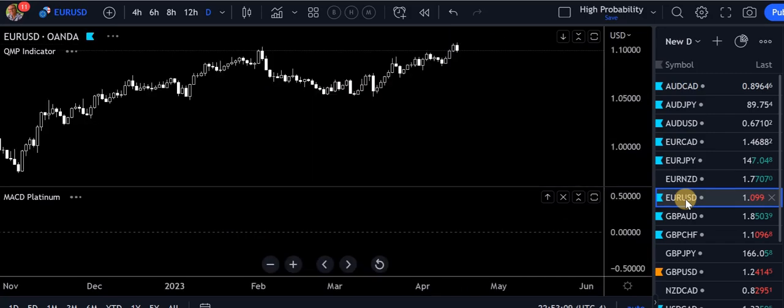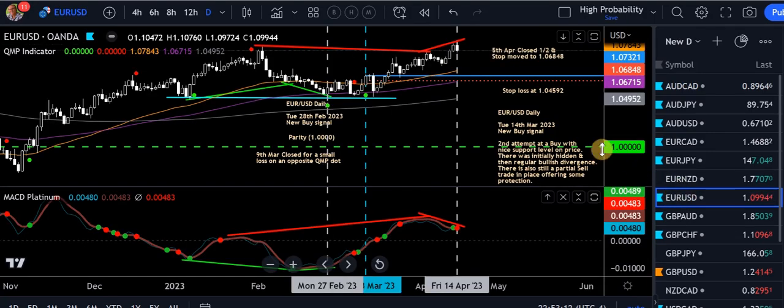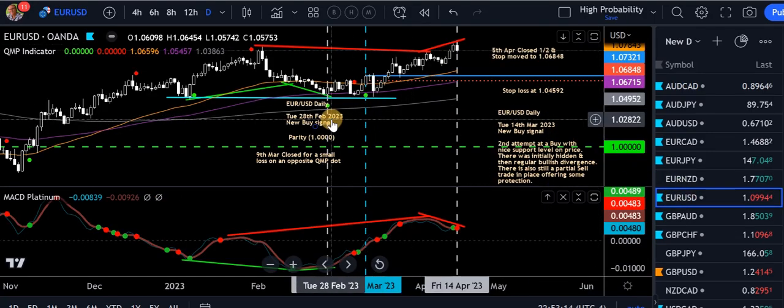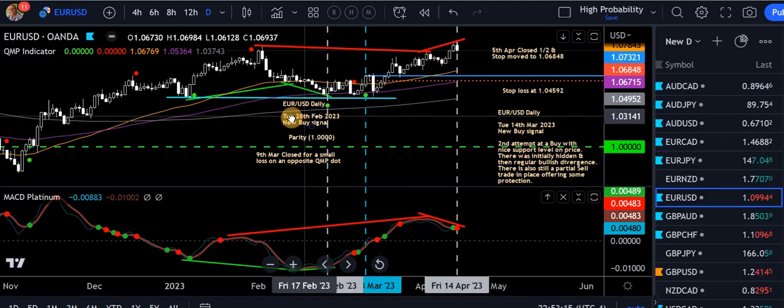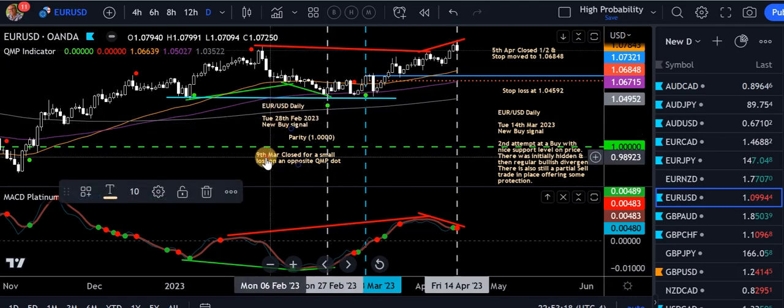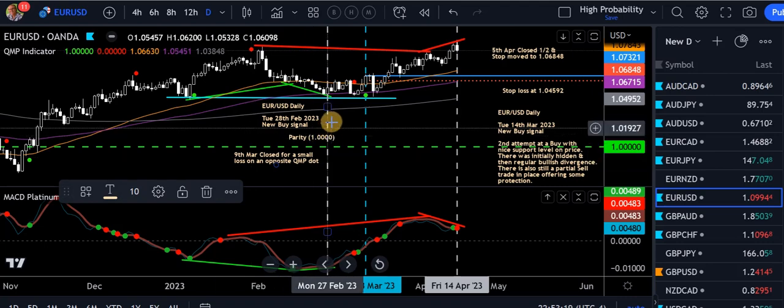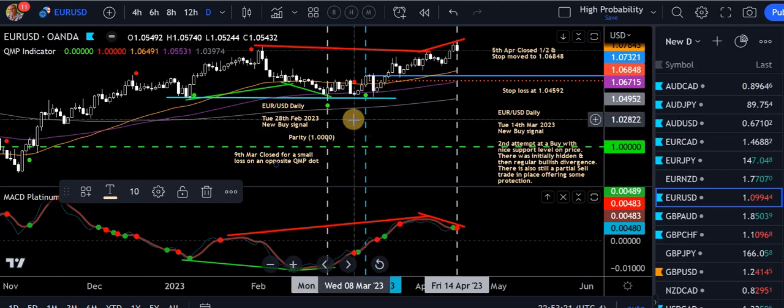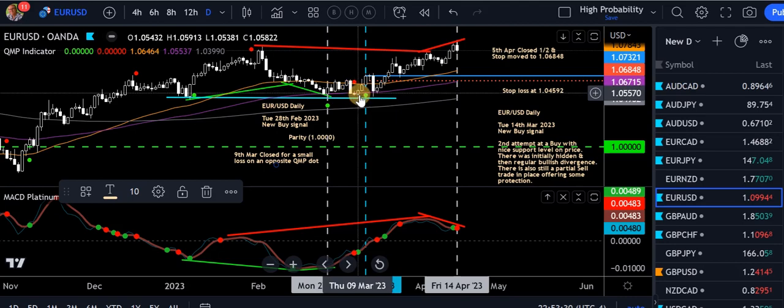Euro USD, everyone's favourite. We're in a buy here. Took a buy early. What happened here? Yeah, so on the 28th of Feb, I took a buy, and I closed it on this opposite QMP filter dot. It's still below the 0 level there. It wasn't a valid sell trade, but it was enough to get me out of that buy. So I took a small loss there.